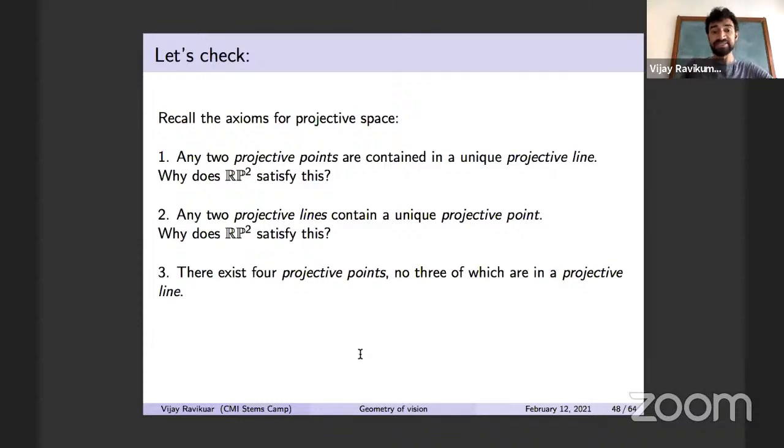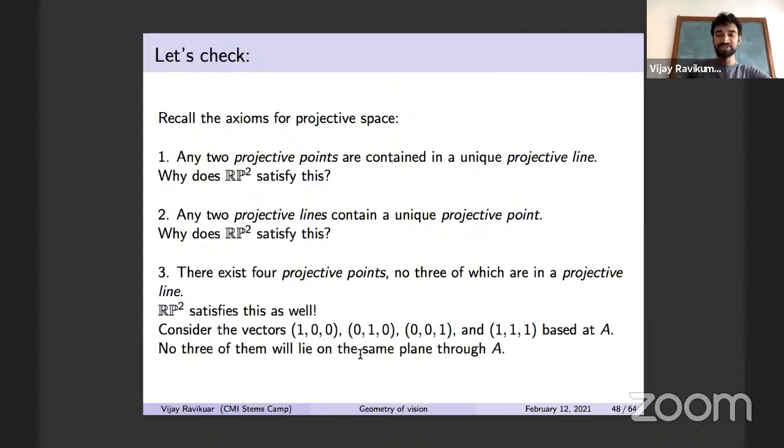Finally, just to make sure our last axiom is satisfied, are there four distinct projective points, no three of which are in a single projective line? In other words, are there four distinct lines through A, no three of which are coplanar, no three of which are in a single plane together? This one's a little harder to imagine without writing out some vectors, so I'll just give a hint. Let's look at our standard frame for R3. We can consider the vectors (1, 0, 0), (0, 1, 0), (0, 0, 1), the three unit vectors, and the vector (1, 1, 1). Imagine those vectors all based at A. Each of them determines a different line, so each of them determines a different projective point.